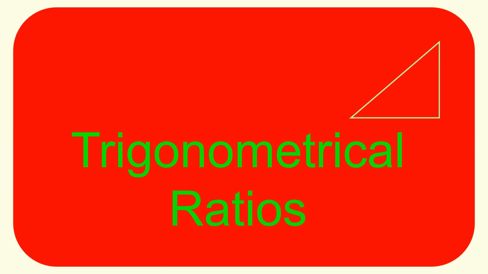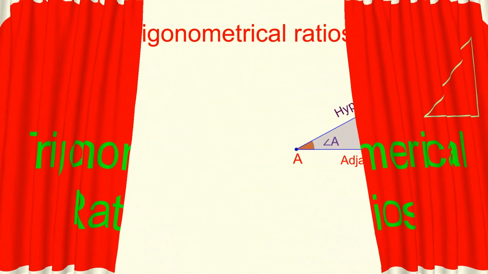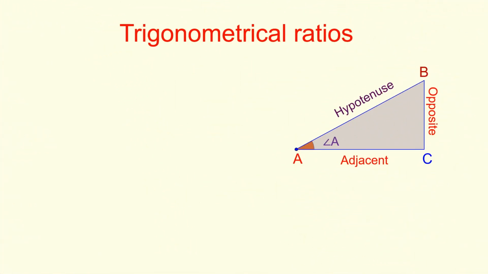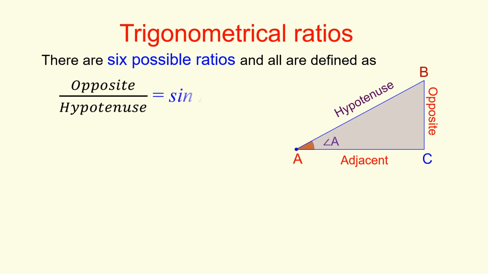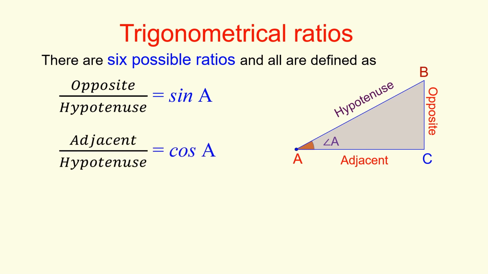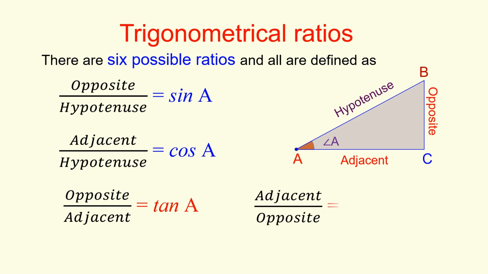Trigonometrical ratios. There are 6 possible ratios and all are defined as opposite divided by hypotenuse equals sine A, adjacent divided by hypotenuse equals cos A, opposite divided by adjacent equals tan A, adjacent divided by opposite equals cot A.